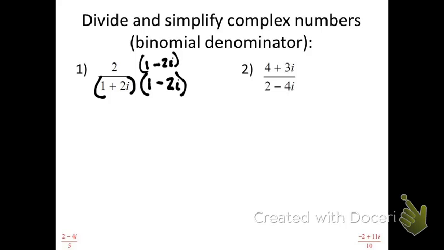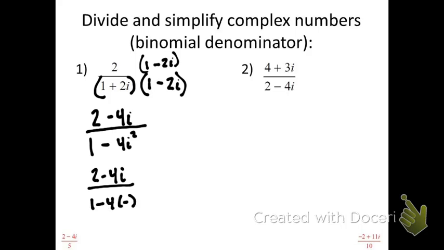So we multiply this out. Numerator, 2 times 1 is 2. 2 times negative 2i is negative 4i. Denominator, difference of squares problem, so we got 1 squared is 1 minus 2i squared is 4i squared. Simplify that, we got 2 minus 4i over 1 minus 4 times the negative sign. Simplify that again, we got 2 minus 4i over 1 plus 4, which is going to be 5, and you can see my answers at the bottom left. 2 minus 4i over 5. That's for number 1.